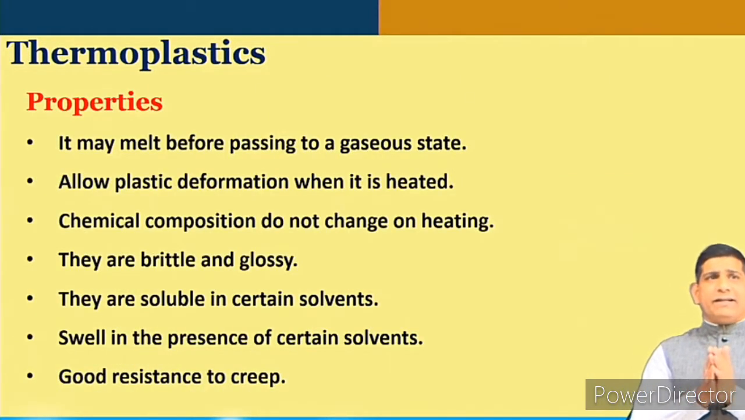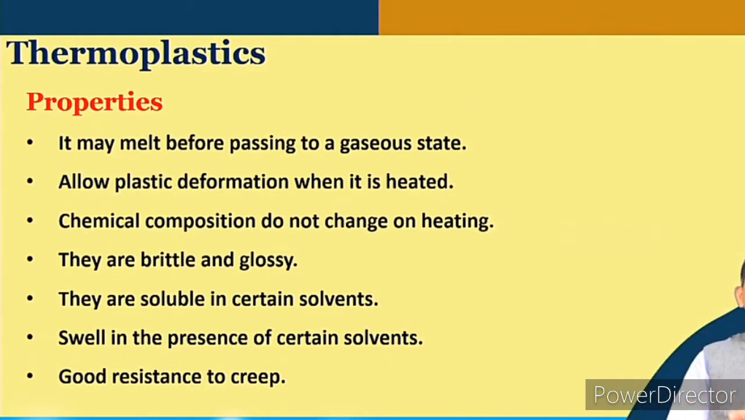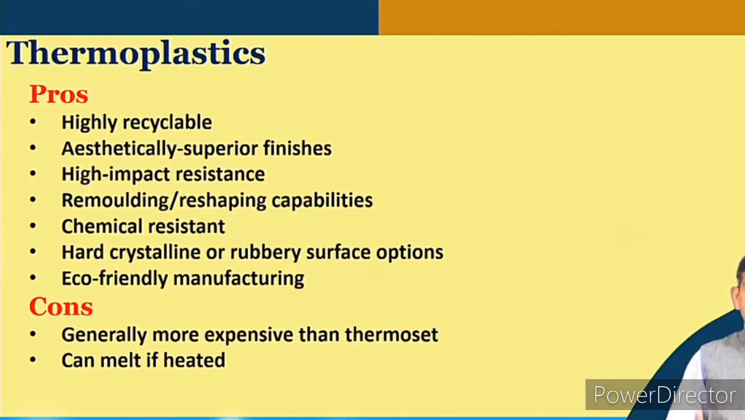Thermoplastic may melt before passing into a gaseous phase state, and allows plastic deformation when it is heated. Chemical composition does not change. They are brittle and glossy, they are soluble in certain solvents, they swell in the presence of certain solvents, and have good resistance to creep. So it can be remolded and different products can be made out of a thermoplastic.